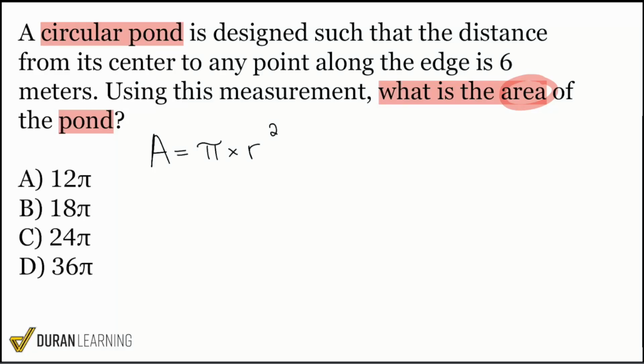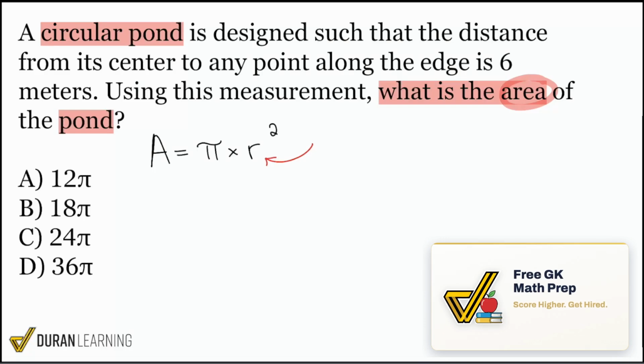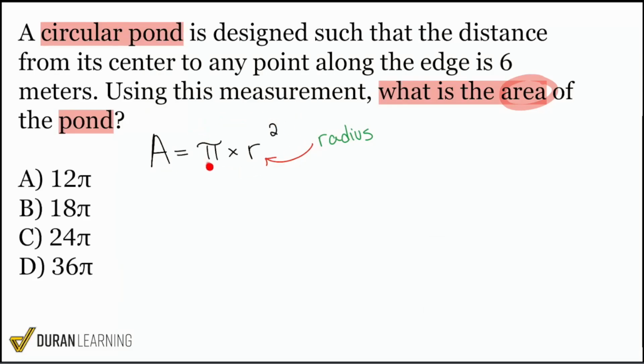So as always, everybody, what does that R stand for? I just said it. R stands for the radius, correct. So what this means, my party people, is my goal is to find the area, so I gotta fill in this formula. And when I check this out, I gotta find out what R is. If I have R in here, great. If I don't, I gotta figure out what the radius is. So when I take a look here, it says the circular pond is designed such that the distance from its center to any point on the edge is 6 meters.